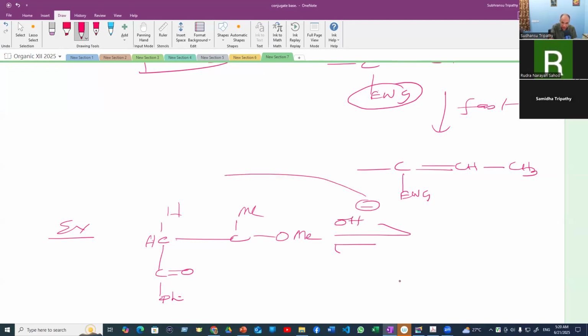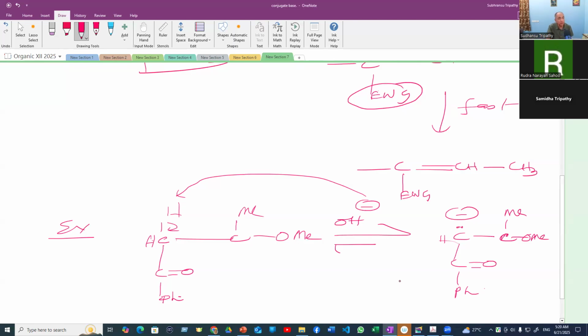Then this is the slow step to give you the carbanion. But the primary requirement is there should be a strong EWG at the beta position. So you have this one. And the other leaving group should be preferably a strong base.